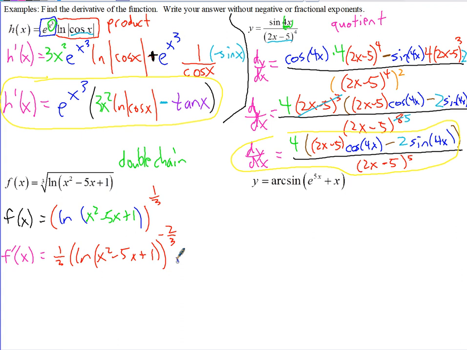Then the derivative of natural log. Normally it's 1 over x again. Here it's going to be 1 over x squared minus 5x plus 1. And then times the innermost function, the derivative, the one in green here, is 2x minus 5. And then you can just simplify that a little bit.